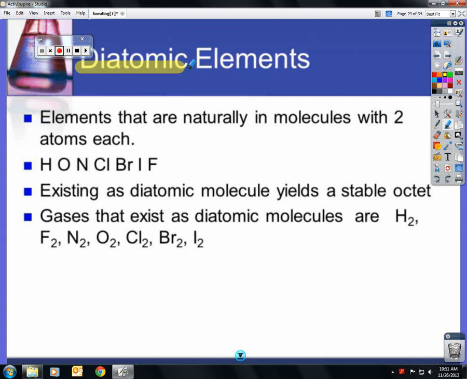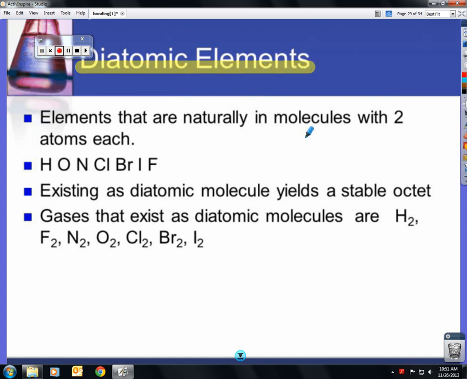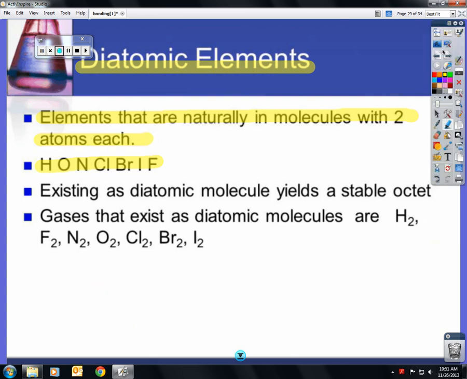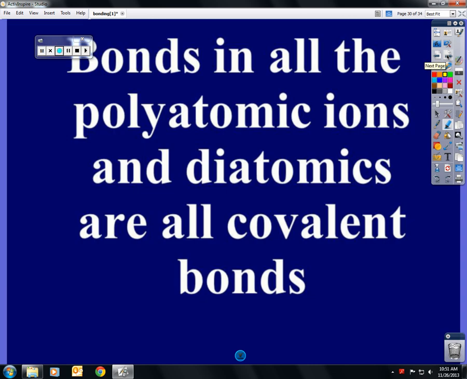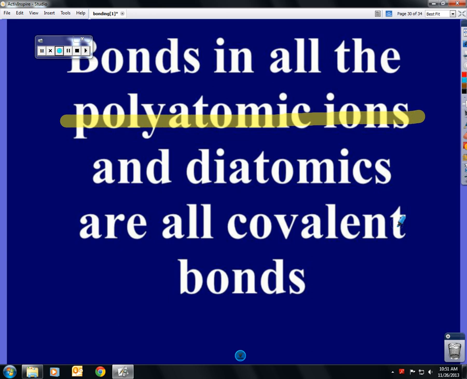Diatomic elements are elements that exist as molecules with just two of them together. Remember the saying Hunkelbrief? These are the only elements that do this. So it would be elements that are naturally molecules with just two atoms each. Okay, a polyatomic ion means that it has gone through more than one type of bond. Poly means more than one.